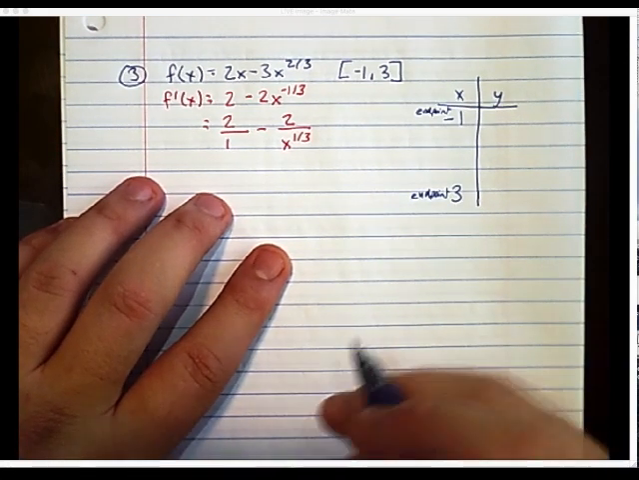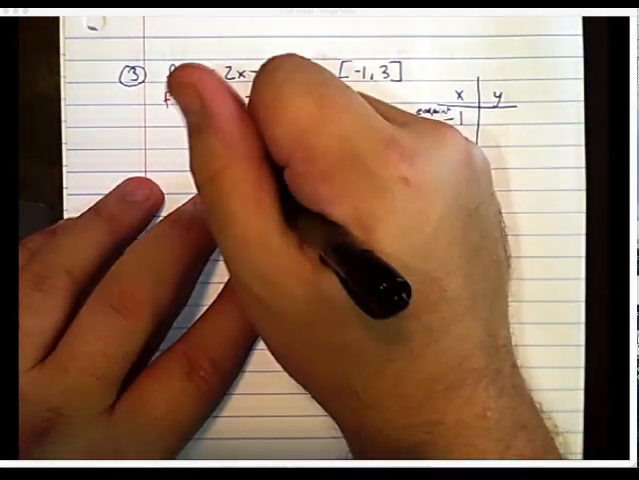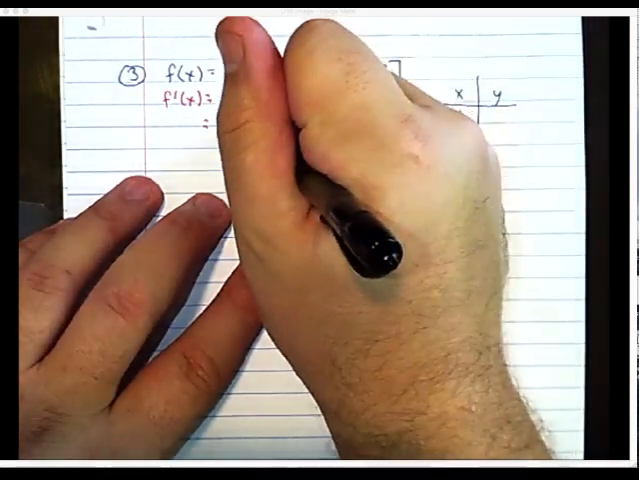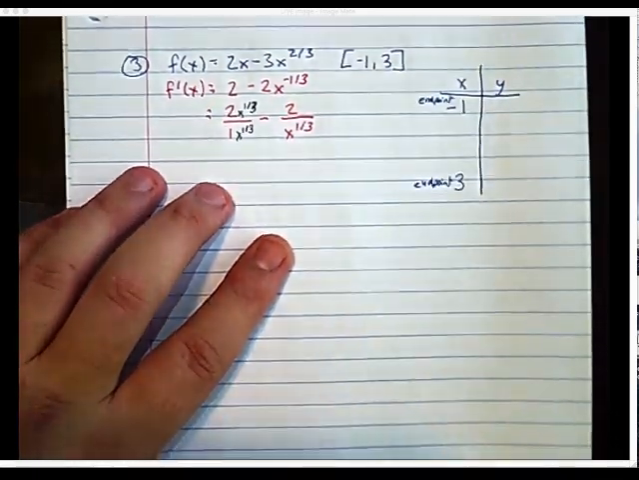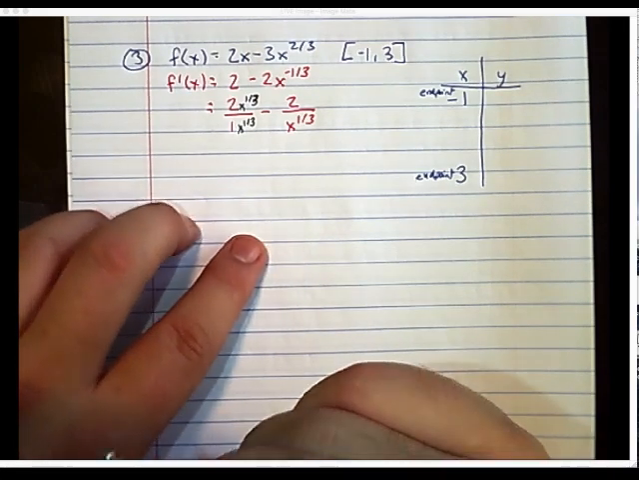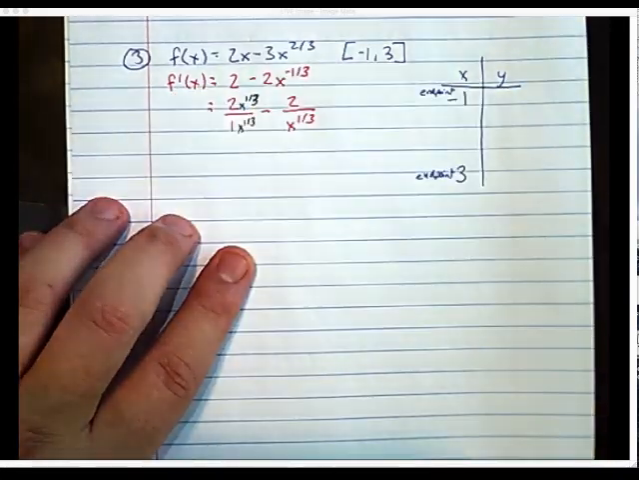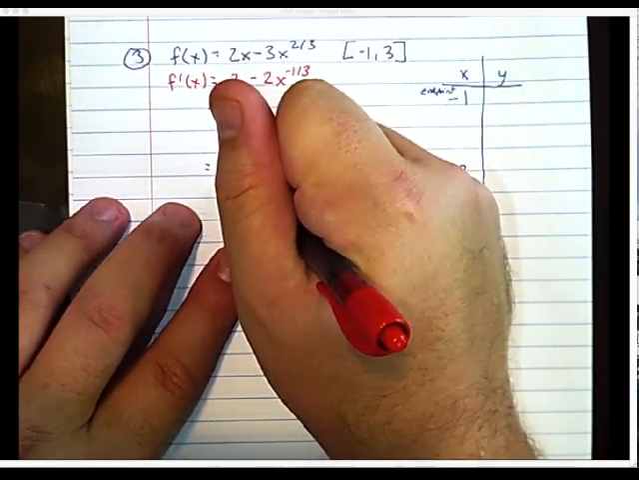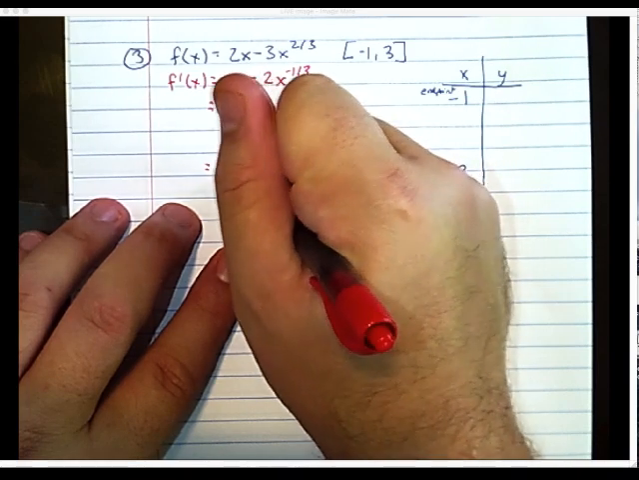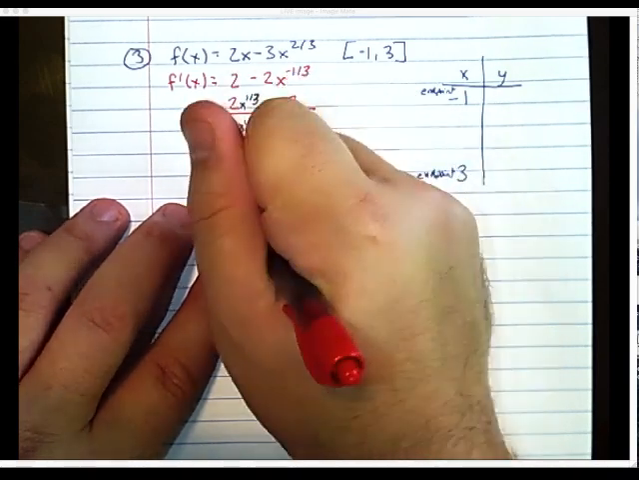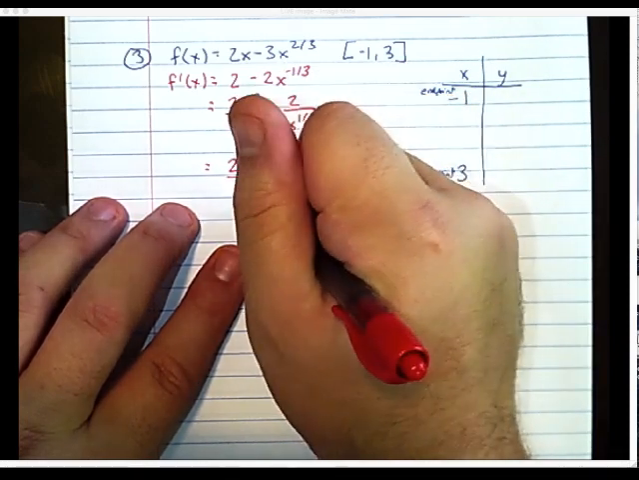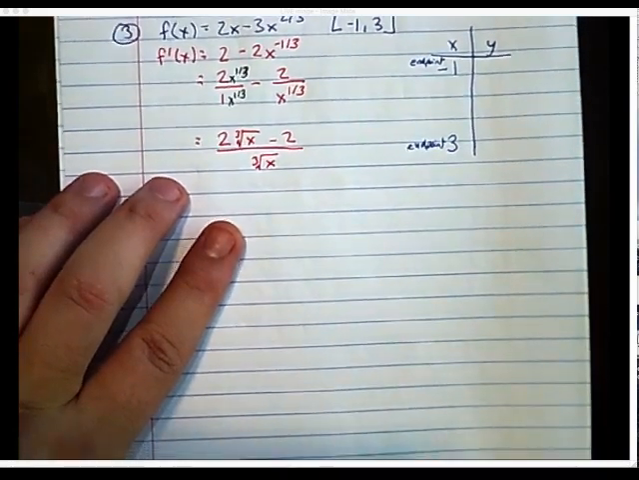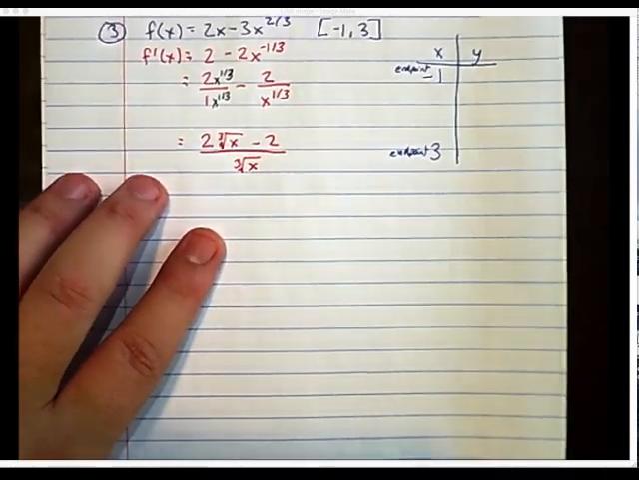Now let's get a common denominator. It's going to be easier for us if we do that. So let's multiply this one by x to the 1/3 over x to the 1/3. Fancy form of 1. So we're not changing the value. Okay. So now let's rewrite it. So now we have 2. What does x to the 1/3 represent? It represents the cube root of x. Minus 2 all over x to the 1/3, which again we can write as the cube root of x. Okay. So that's the derivative.